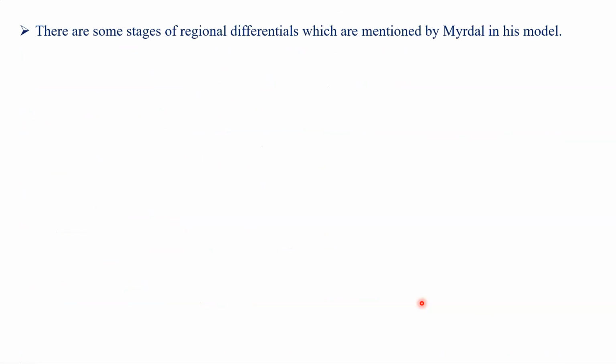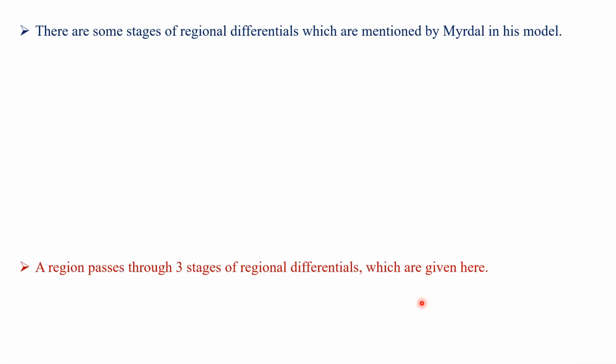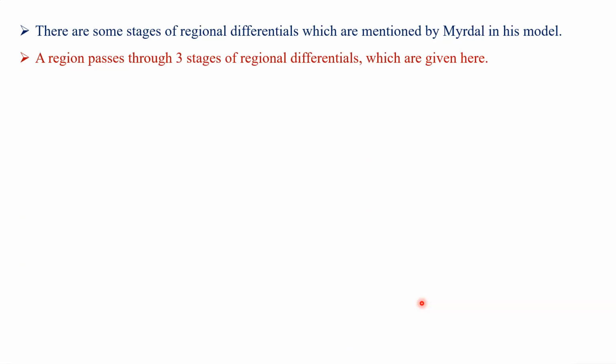Dear student, there are some stages of the regional differences which are mentioned by Myrdal in his model. Actually, a region passes through 3 stages of economic development which are given here. Let us discuss all 3 stages of the regional differences and the economic development one by one.